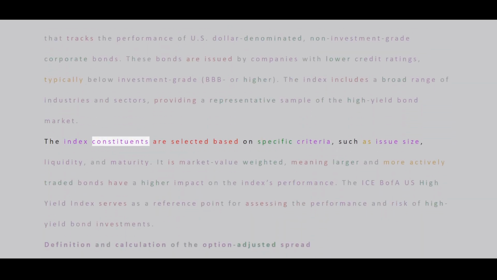The index constituents are selected based on specific criteria, such as issue size, liquidity, and maturity. It is market value-weighted, meaning larger and more actively traded bonds have a higher impact on the index's performance. The BofA US High Yield Index serves as a reference point for assessing the performance and risk of high-yield bond investments. Definition and calculation of the option-adjusted spread.